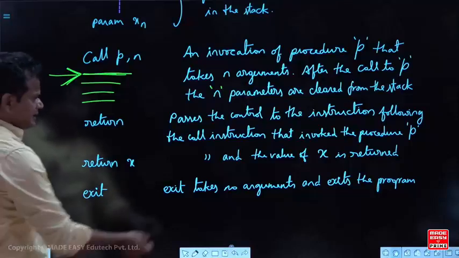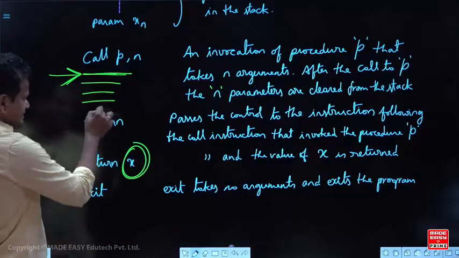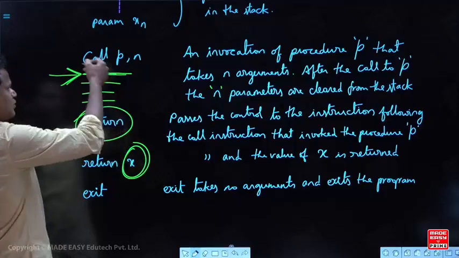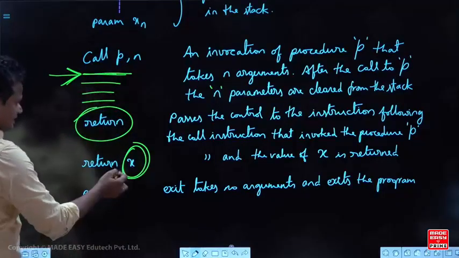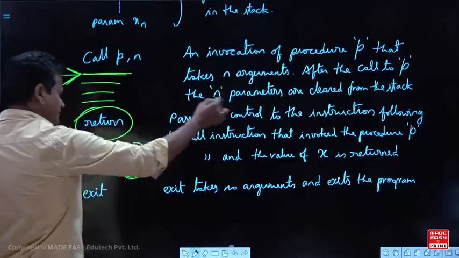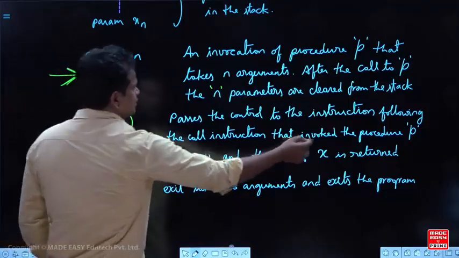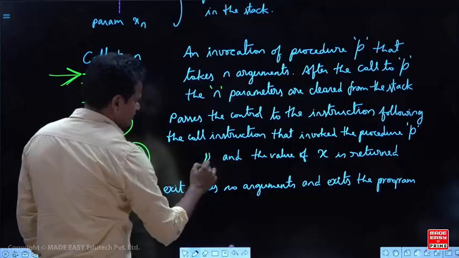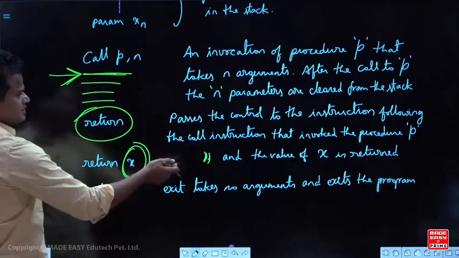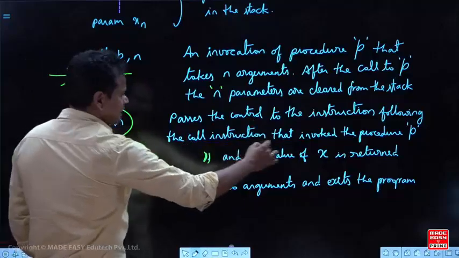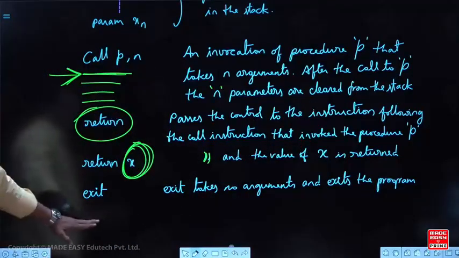Okay, and the value of x is returned. Return just passes the control to the instruction following the call instruction that invoked the procedure, and the value of x is returned. I wrote here, it is just copy. The value of x is returned, and this is exit.